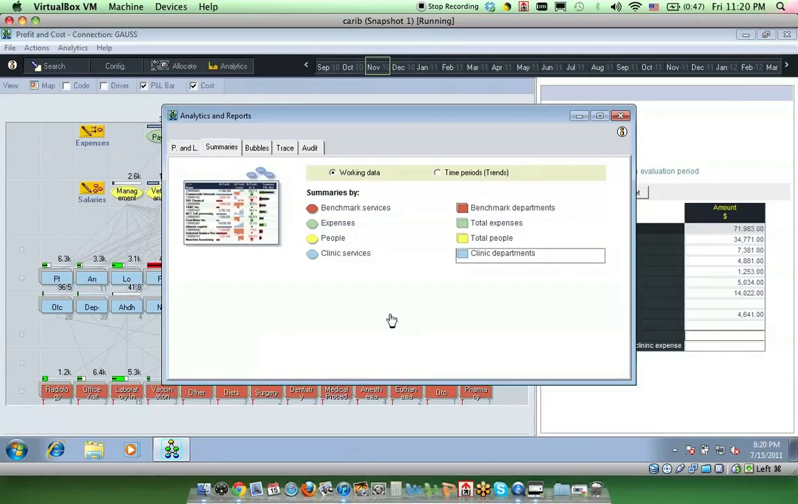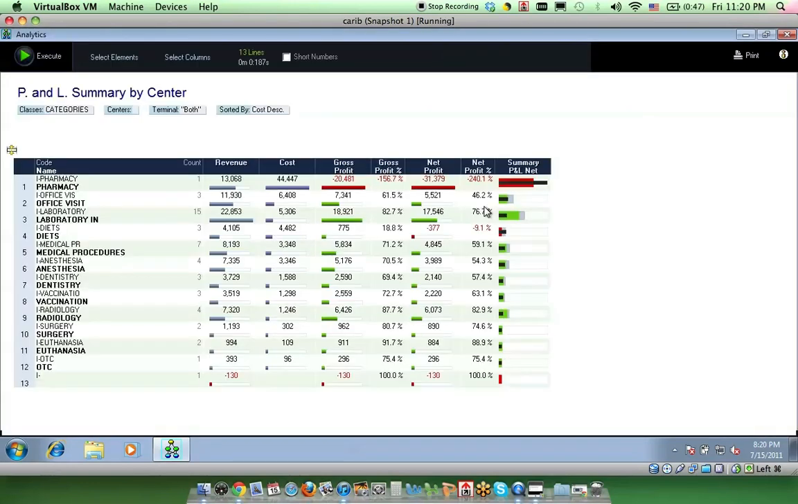We can do the same type of analysis for benchmark services or benchmark departments. So let's click on benchmark departments. And what you'll see here is that the business analytics tool has taken the intra-vet departments and the services within that and actually standardized them into various departments: pharmacy, office visit, laboratory in, laboratory out, and so forth. So this is a way to actually compare the services in a standard format.